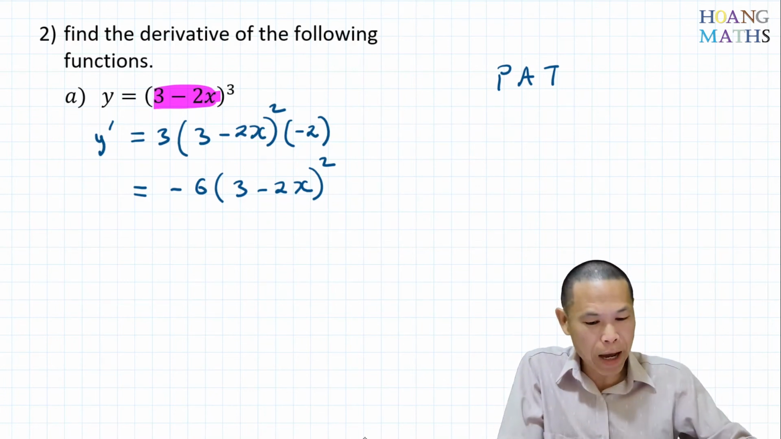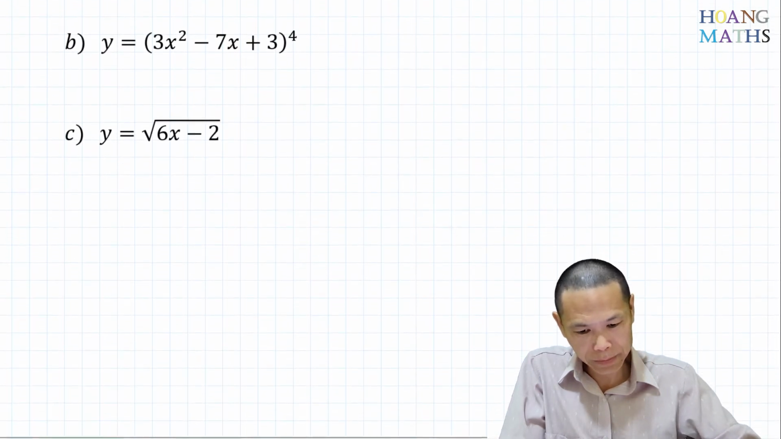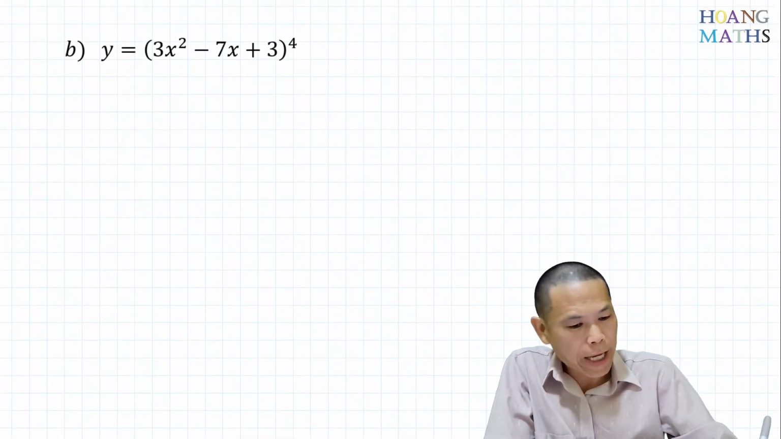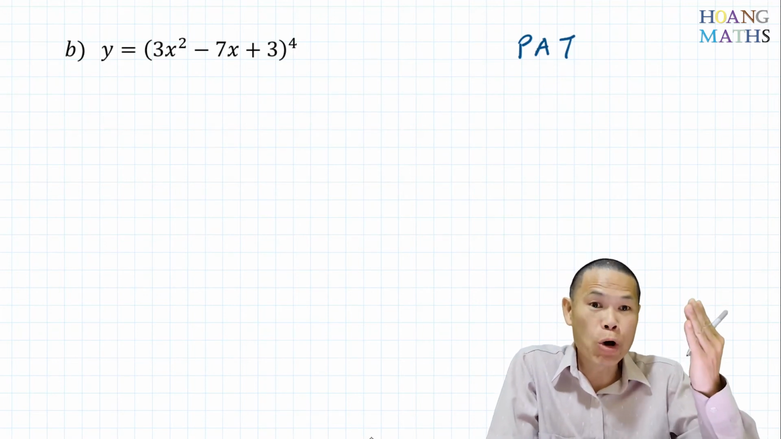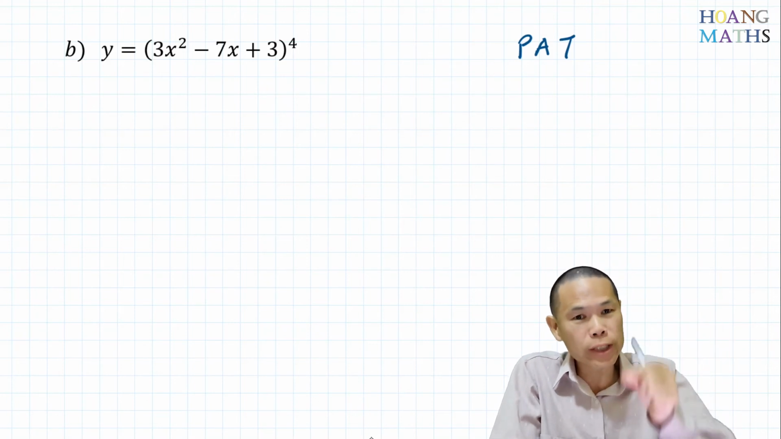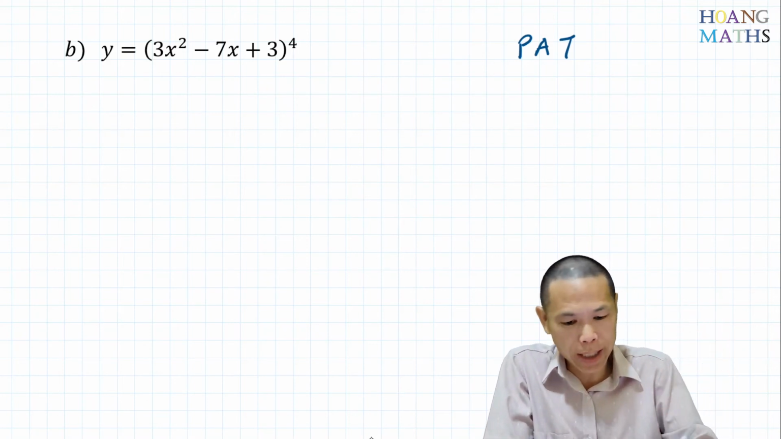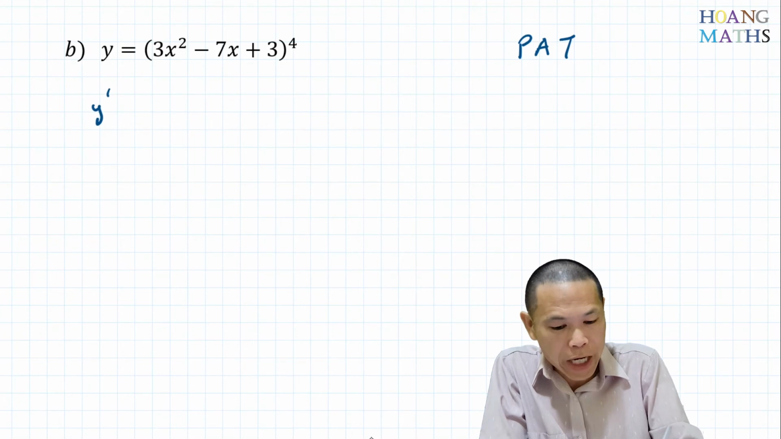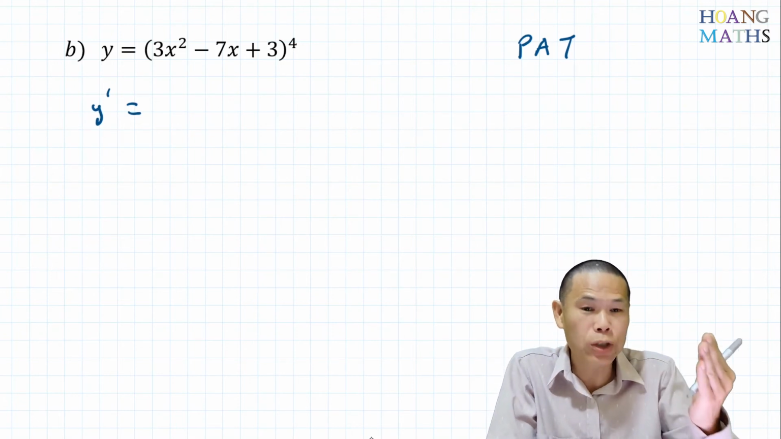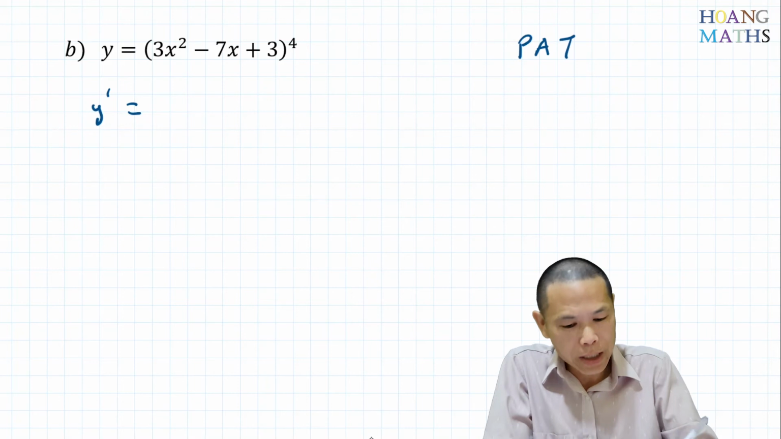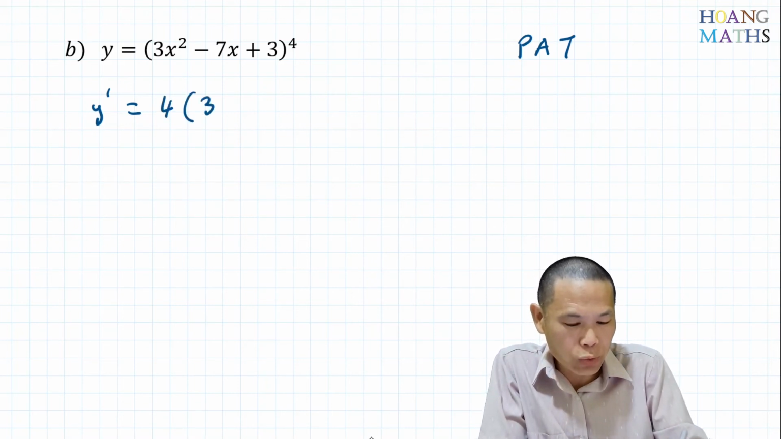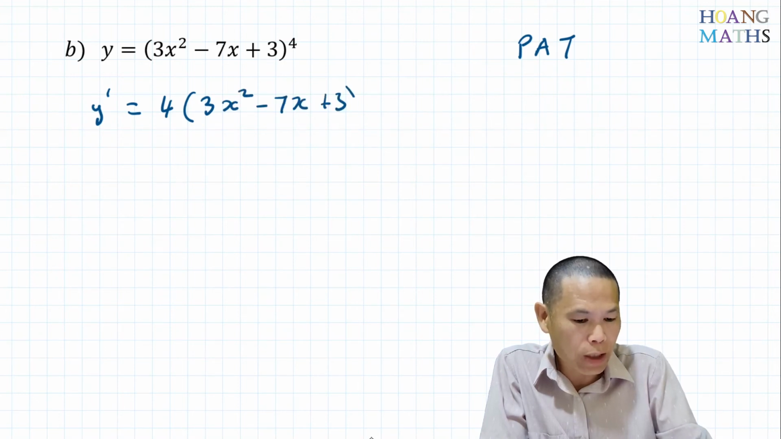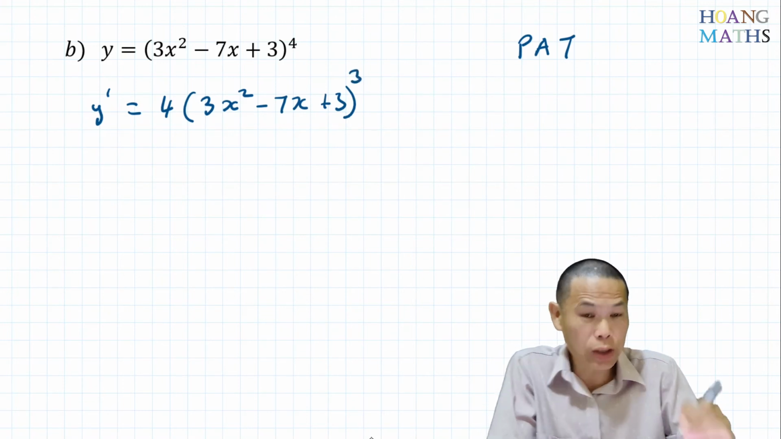Fantastic. Let's move on to part B. Again, power, angle, trig. We differentiate the power. At the moment, the power is 4. So we bring the 4 down and it becomes 3. We have to write y dash. Don't forget, you cannot write equal, because we differentiate. So the 4 we bring down, and the power becomes 3, because it's 4 minus 1. So that becomes 4 times 3x squared minus 7x plus 3, to the power of 3.